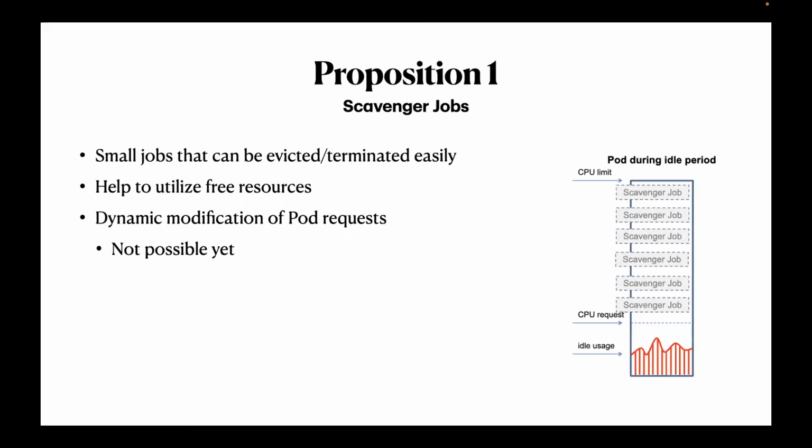The first proposition is utilization of scavenger jobs. Scavenger jobs are small jobs that can be evicted or terminated when they are needed without any questions asked. They are here to help utilize free resources, and scavenger jobs will be of any effect only when new pods have low resource requests and they are allowed to scale up, which means demand more resources.